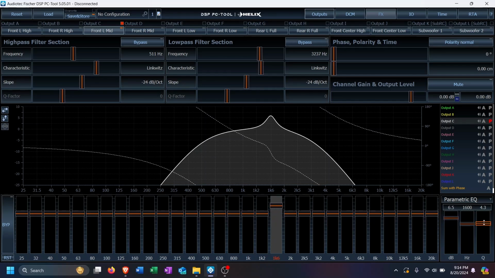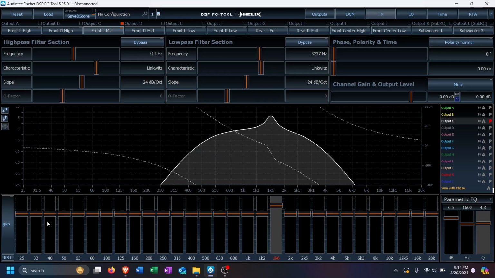So to start off, your Q factor controls the narrowness or wideness of your EQ band. If we make it really high, it goes really narrow, and if we make it really low, it goes wider. Okay, so a Q of 4.3 on most DSPs, if it has a constant Q, is consistent with 1/6 octave smoothing.